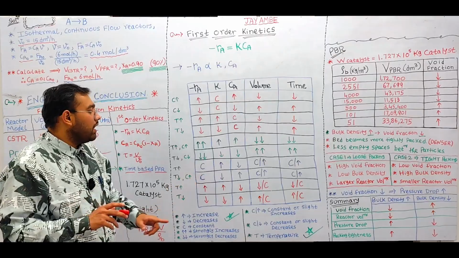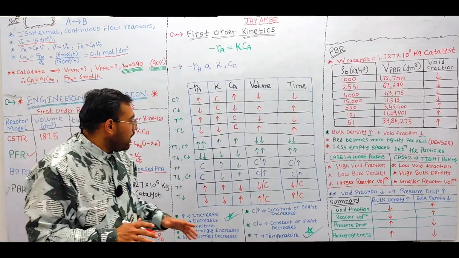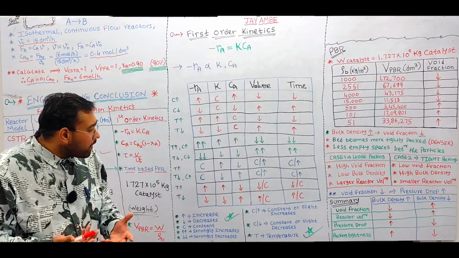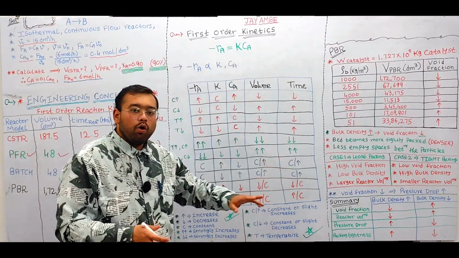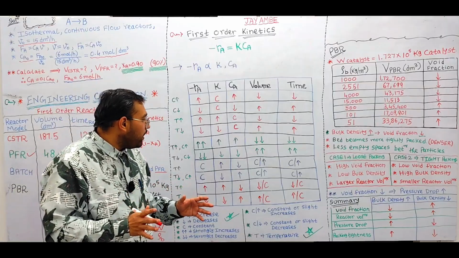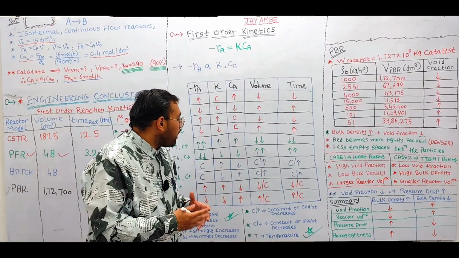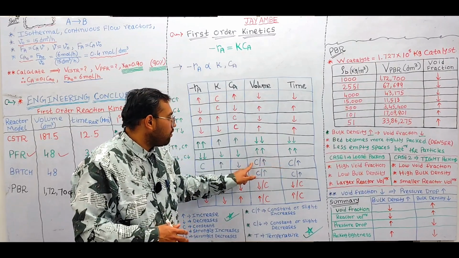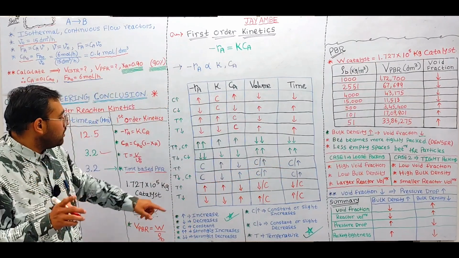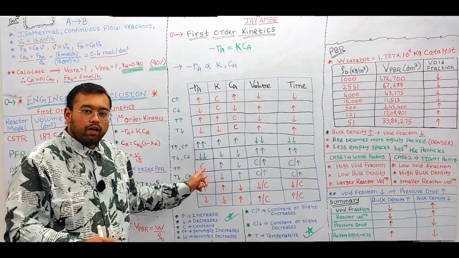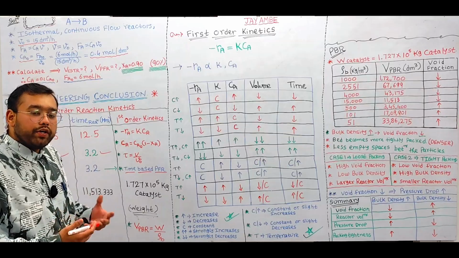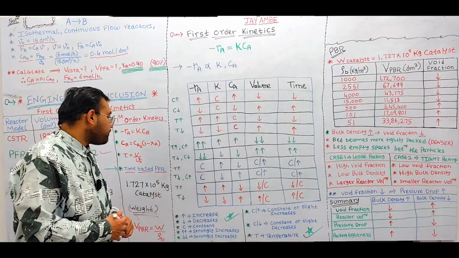So due to those reasons, we can observe that there might be a slight increase in the volume of the reactor and the reaction time, or it is possible that the volume of the reactor and the reaction time remain constant due to the constant reaction rate. I hope you have understood. Now we'll understand the engineering interpretation for the seventh part.